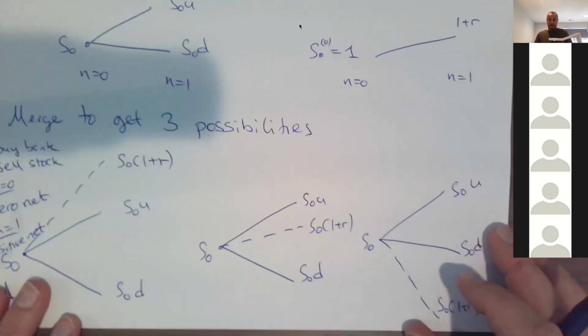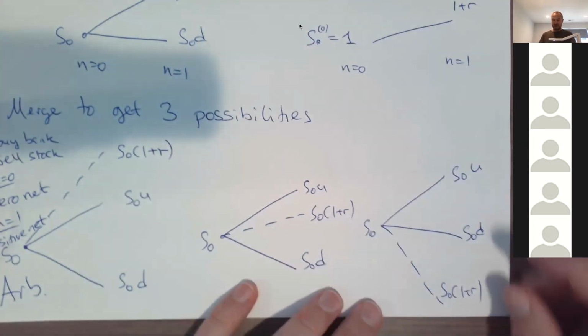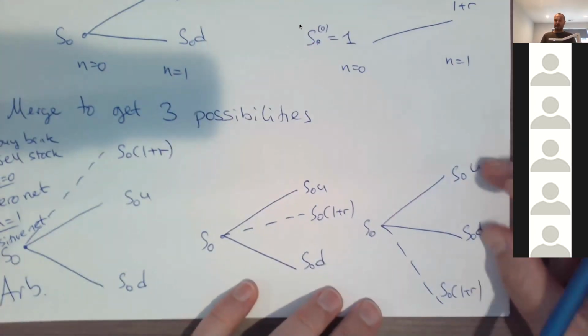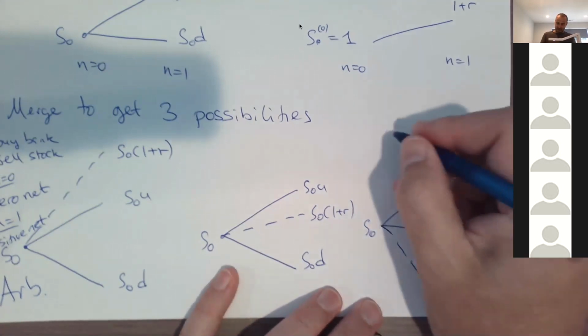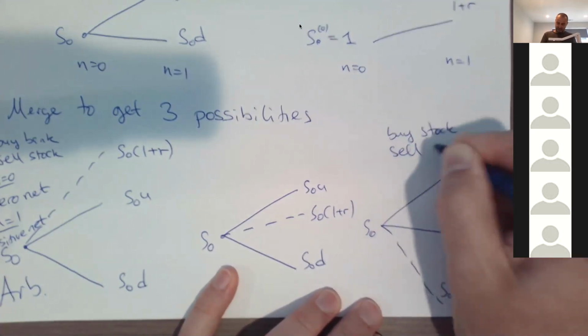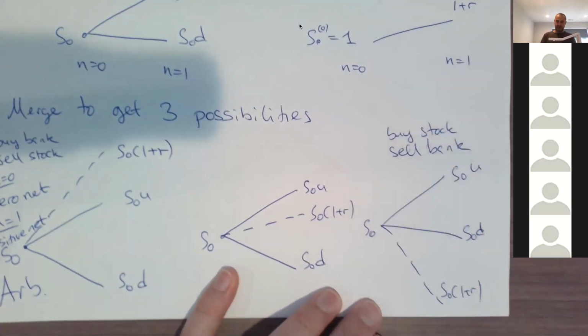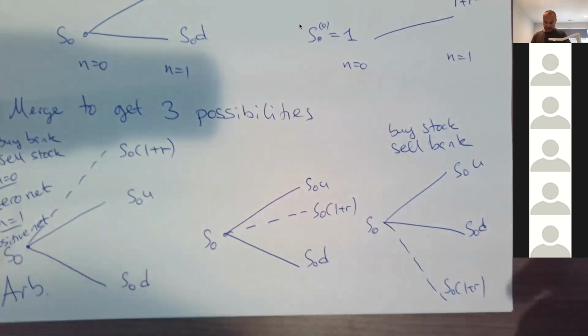So now we move over to number 3, which is the last one over here. So now you can see that the stock is always outperforming the bank. So now we should buy the stock and we should sell the bank. And then we're going to get exactly the same effect. At time 0, the net effect is 0, but in the future, we're going to make money. So again, there's arb here.